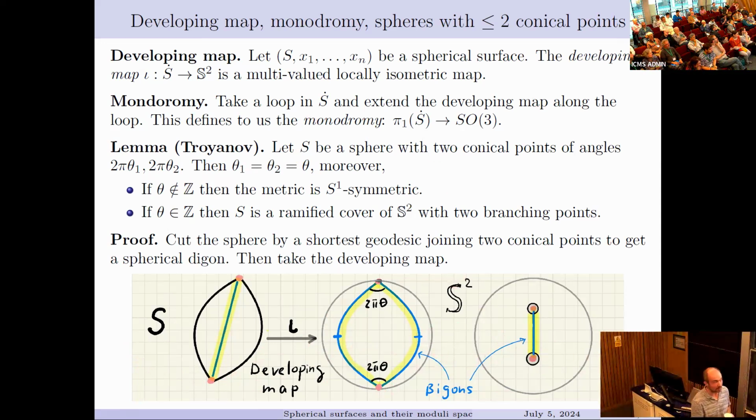By the way, please pay attention. There is no metric on a sphere with one conical singularity. Because if you have one conical singularity, you can say you have a sphere with one angle 2 pi theta and the other angle 2 pi, and the same proof shows that it doesn't exist.